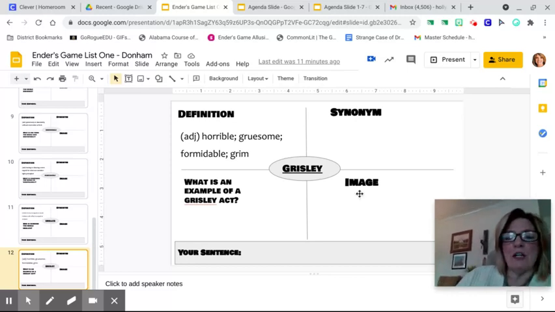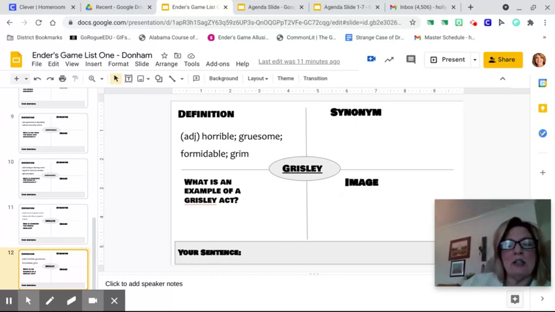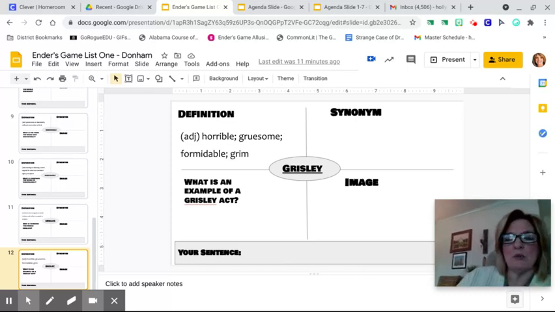As soon as you finish this final slide, complete with synonym, image, and sentence, you'll need to turn it in. And then use these words to study over the weekend because we will be doing a quiz on these words on Monday.